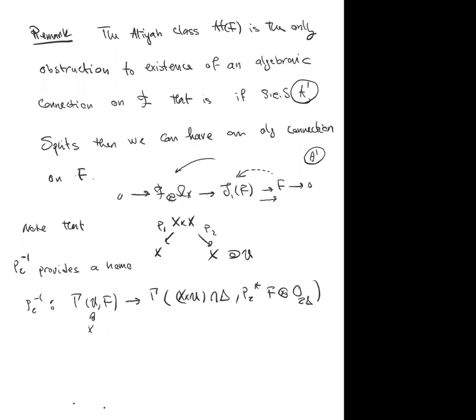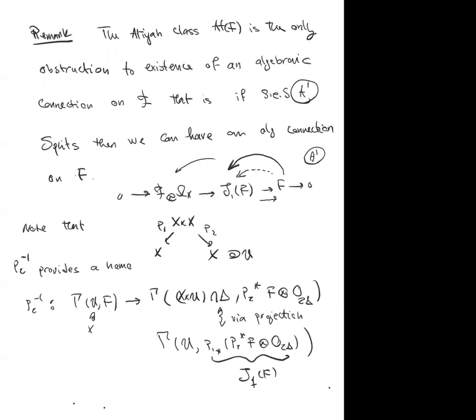And the point is that you see very easily via the projection formula that this is nothing but the same thing as the U sections of the pushforward of the pullback. So this is the U sections of P lower 1 star of P2 upper star of F tensor O of 2 delta. And that was our original sheaf of first jets on F. So, as you can see, P2 inverse locally provides a map from sections of F to sections of the first sheaf of jets on F.